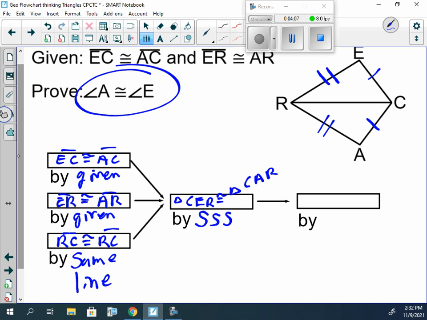Since we proved that the two triangles are congruent, their parts would be congruent as well. Their corresponding parts. Well, E and A are corresponding to each other, so we can say angle E is congruent to angle A by what? Well, CPCTC: the corresponding parts of congruent triangles are congruent. Because once we're able to say that the two triangles are congruent, their corresponding parts should be congruent as well. And that's what our CPCTC gives us. Questions on this here? Be ready for the next one.